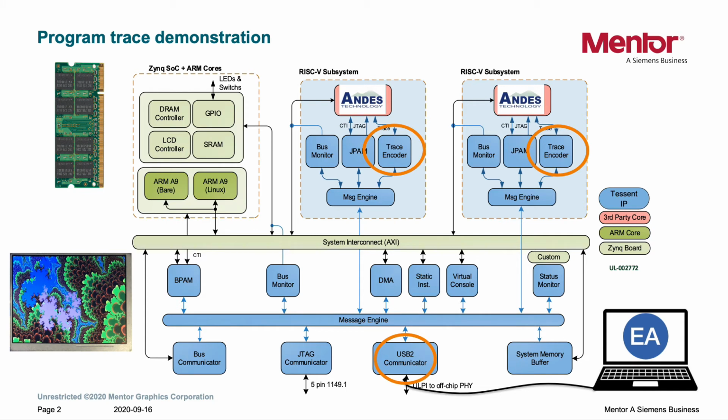The embedded analytics IPs that are interacting in this demo are predominantly the trace encoders. For simplicity, we'll just look at the trace from one of the cores. And what we're going to see is that this is a very powerful tool in terms of debug, performance analysis, code coverage, and so on.